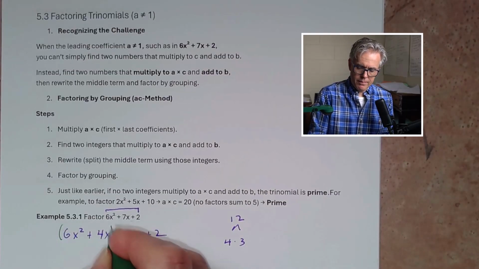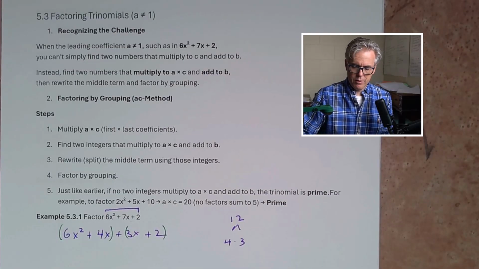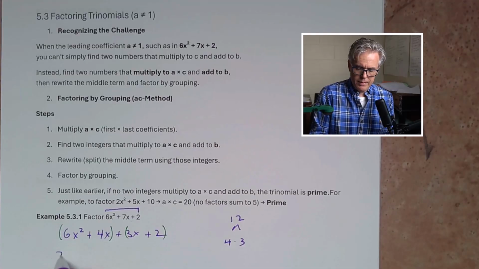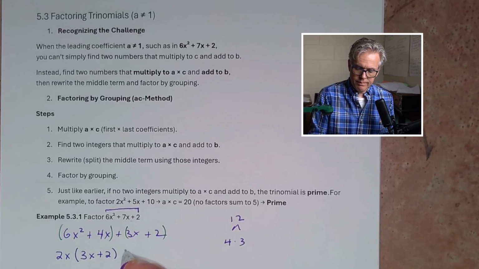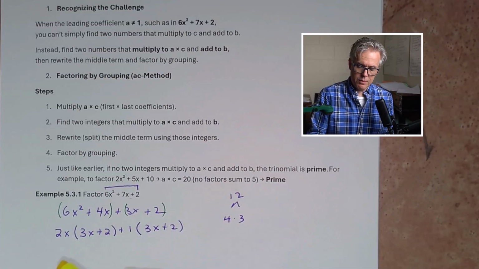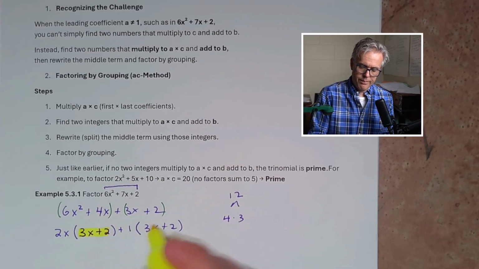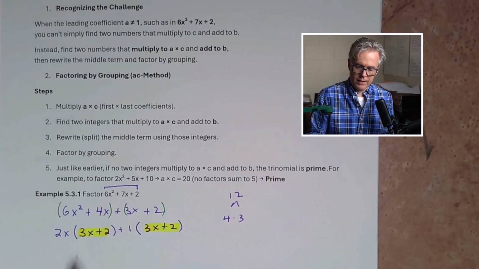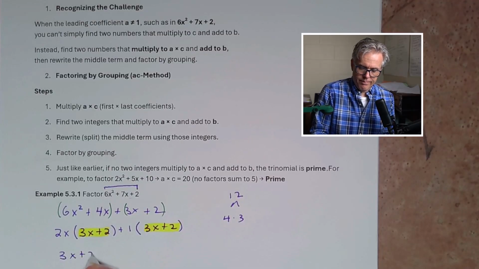Okay, and then I'm going to group this up. Pull out your common factor in this first group of 2x. And what am I left with? 3x plus 2. And then it's just a 1 there, right? You can put a 1 if that helps. 3x plus 2. Like before, what's common in both of these? This 3x plus 2. So let's factor that out. And I'm left with 2x plus 1.